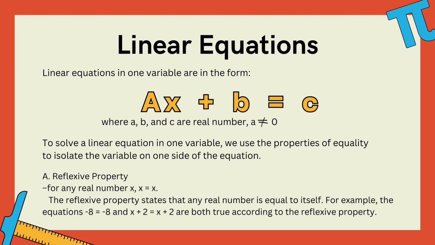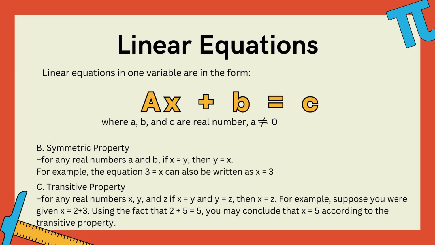For example, the equations -8 is equal to -8, and x plus 2 is equal to x plus 2 are both true according to the reflexive property. Other properties of equality. Symmetric property. For any real numbers x and y, if x is equal to y, then y is equal to x. For example, the equation 3 equals x can also be written as x equals 3.